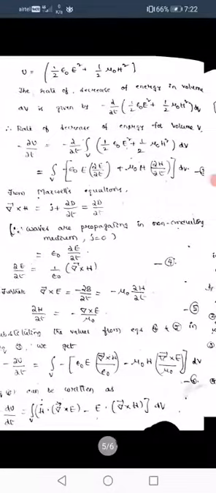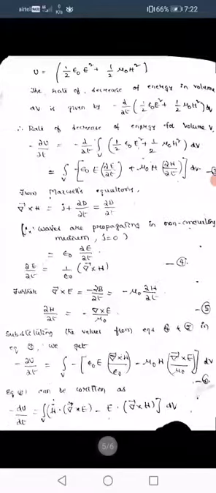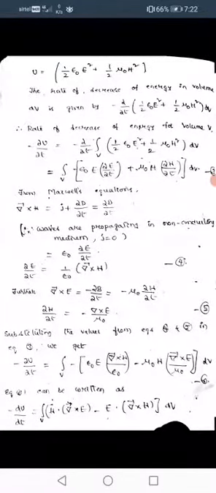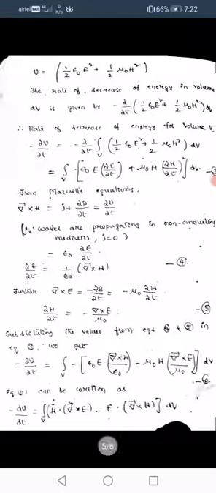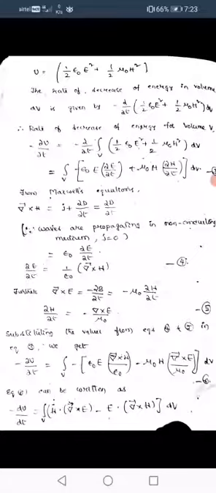Substituting these values from equations 4 and 5 in equation 3, we get minus dou U by dou T equal to minus integral over V of epsilon naught E curl H by epsilon naught minus mu naught H curl E by mu naught, dV. So the above equation can be written as minus dou U by dou T equal to integral of mu naught H curl E minus E curl H, dV.